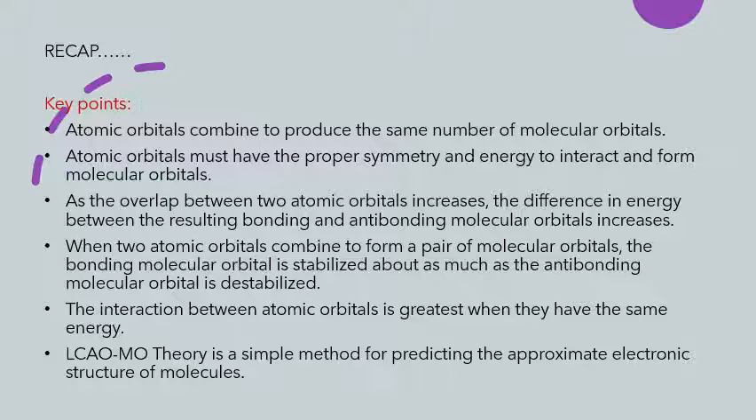The interaction between the atomic orbitals is greatest when they have the same energy. LCAO-MO theory, that is the linear combination of atomic orbitals, molecular orbital theory, is a simple method for predicting the electronic structure of molecules.